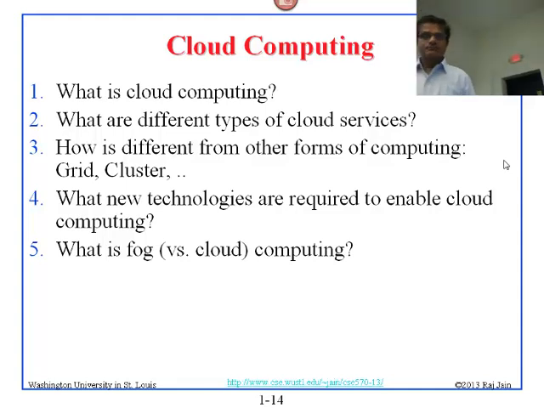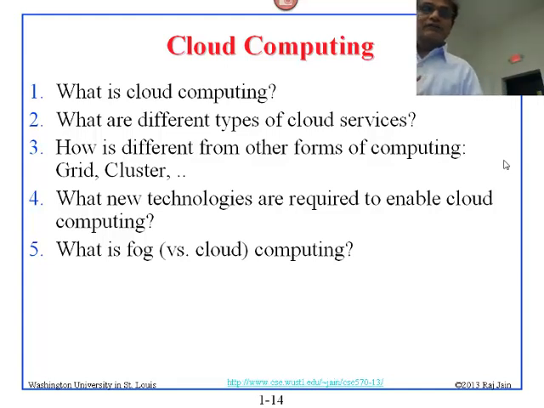Cloud computing. What is cloud computing? How is it different? What are the different types of cloud services? How is the cloud different from grid computing or cluster computing? What new technology is required to enable cloud computing? Why was cloud computing not there before Amazon? What made it possible? Now everybody is in a cloud, but before that we were not. What new thing happened?